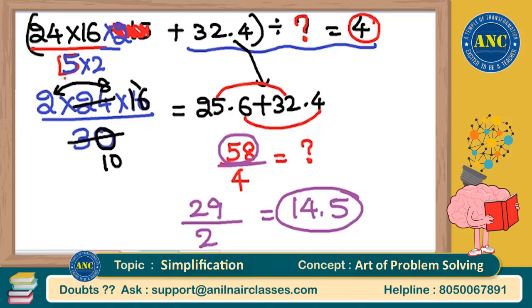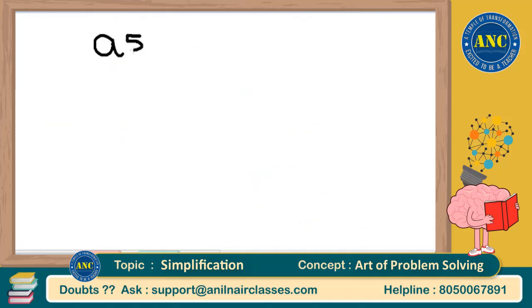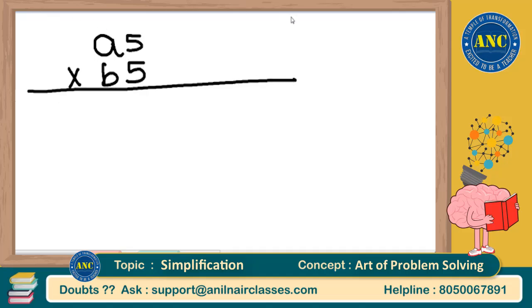The idea should strike you fast: make this number 15 into 30 by multiplying by 2. In my first class I taught you a beautiful concept: how to multiply two numbers ending with 5, A5 into B5. Whenever two numbers end with 5, the last two digits will be either 25 or 75.